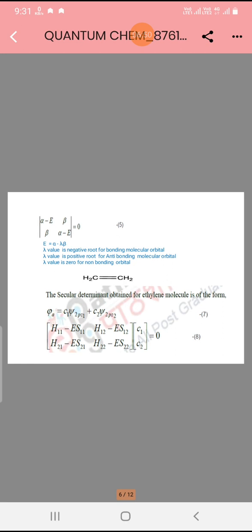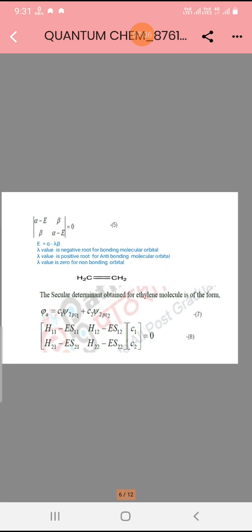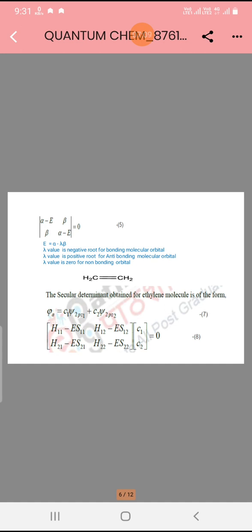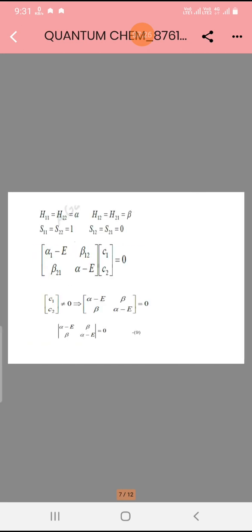So the secular matrix is H11 minus ES11 and H12 minus ES12, and the second row H21 minus ES21 and H22 minus ES22, is equal to 0. So taking into account the assumptions of Hückel molecular orbital theory, the secular determinant transforms into the Hückel determinant as H11 or H22 is equal to alpha, H12 or H21 is equal to beta, S11 or S22 is equal to 1, and S12 or S21 is equal to 0, right?